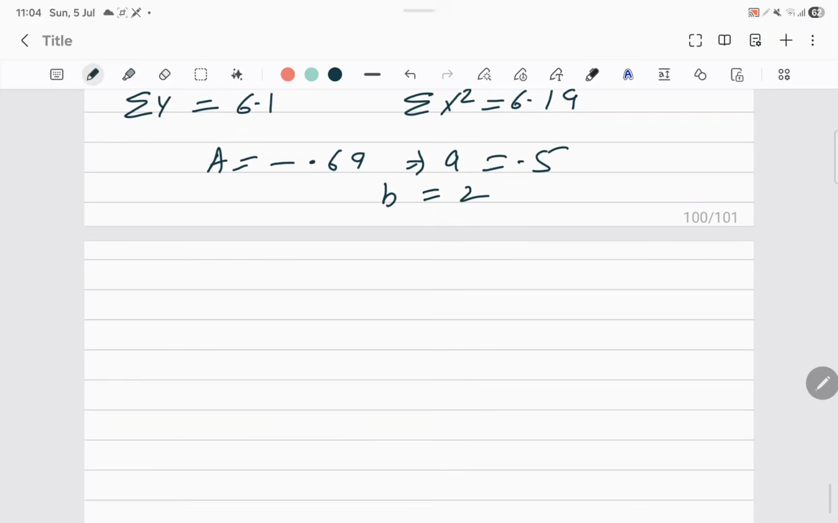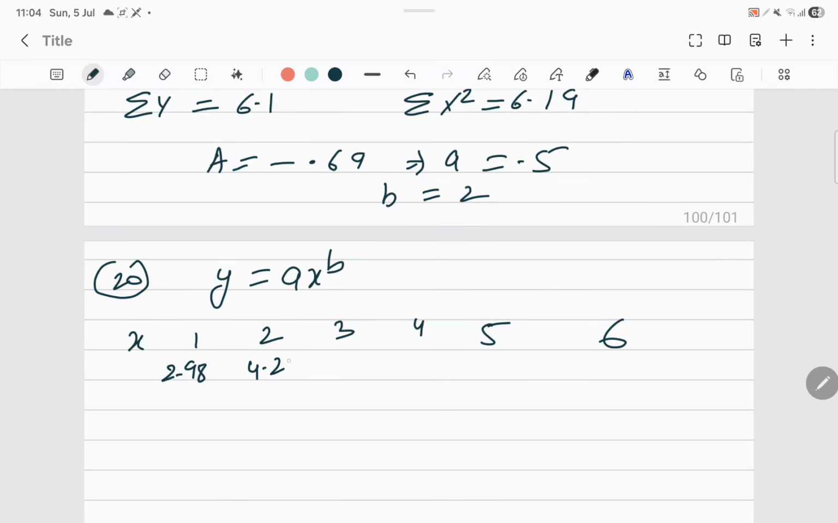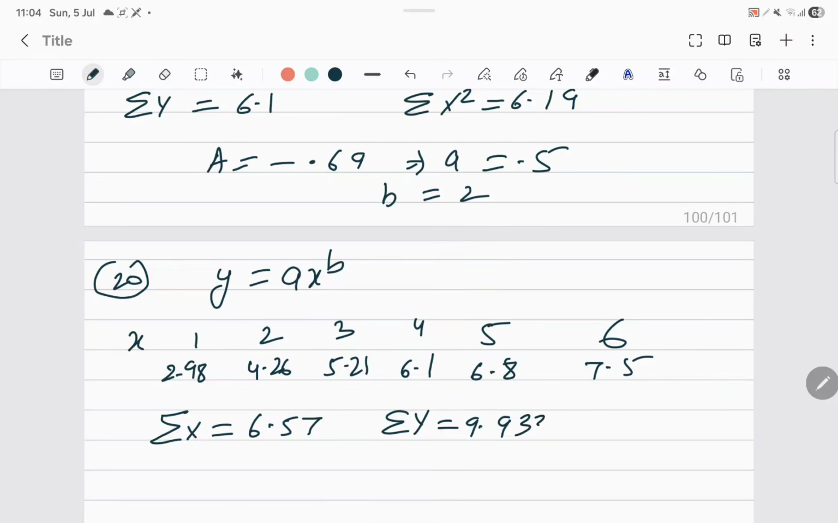Now your next question is question number 20, where you have to fit a curve y is equal to a x to the power b. X value is 1, 2, 3, 4, 5, 6 and y value is 2.98, 4.26, 5.21, 6.1, 6.8 and 7.5. So solve it. Summation of x will be 6.57. Summation of y will be 9.933. Summation of xy is equal to 12.01 and summation of x square will be 9.411.